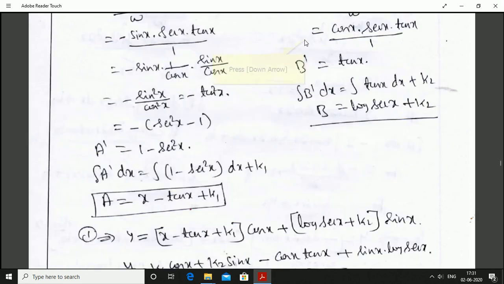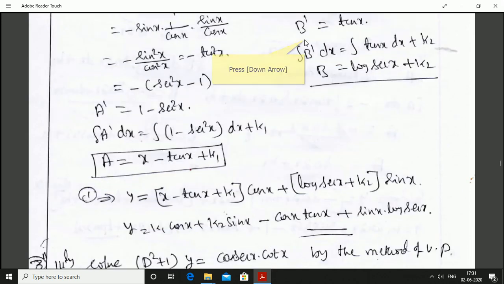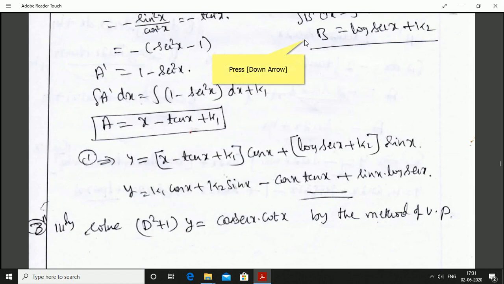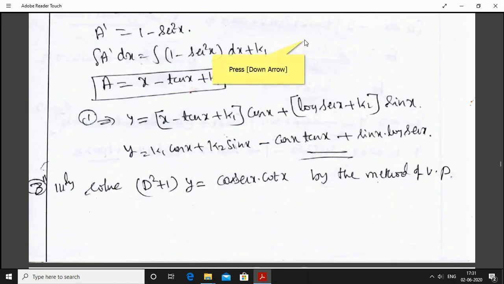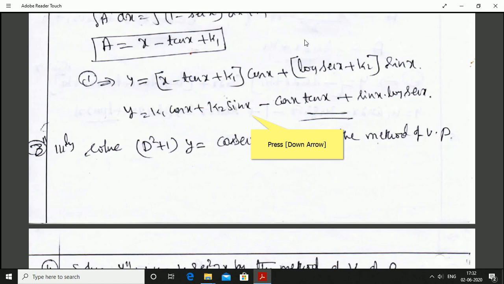Put a and b values into the assumed solution. It takes the form y is equal to x minus tan x plus k1 into cos x plus b values, log secant x plus k2 into sin x.